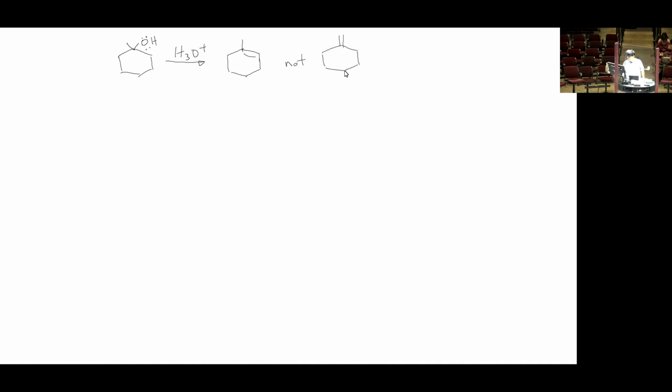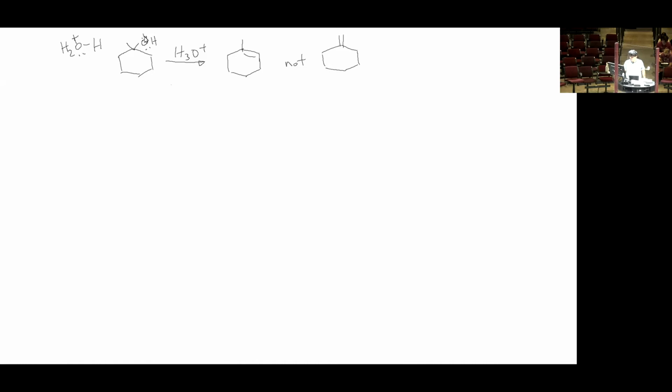You probably will get a little of this, but I would be shocked if it was more than 1 or 2%. It might not even be enough to detect it in the product mixture. The major product will be this one. Or, of course, you could draw that pi bond to the left of the methyl group also. It's the same compound. But that would be the major compound. But now that we understand about elimination reactions, this is no trouble at all for us to understand.